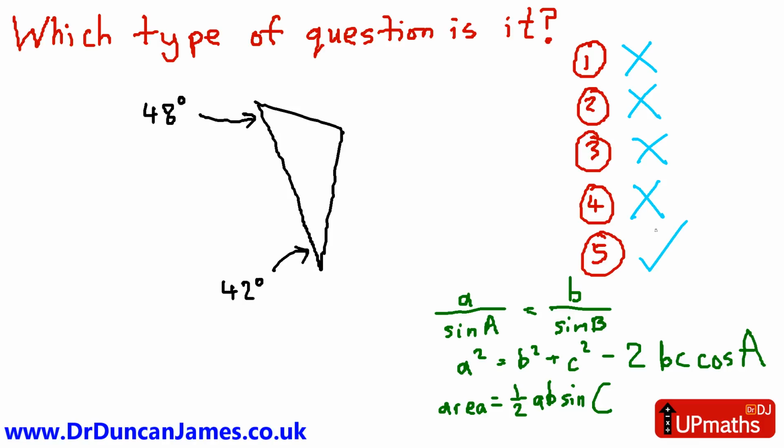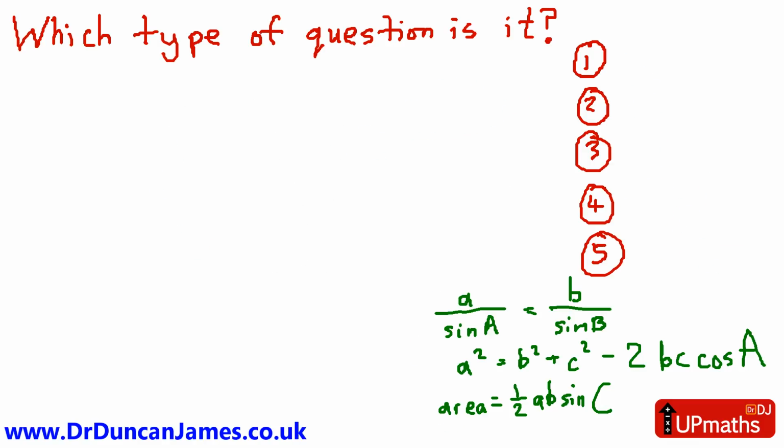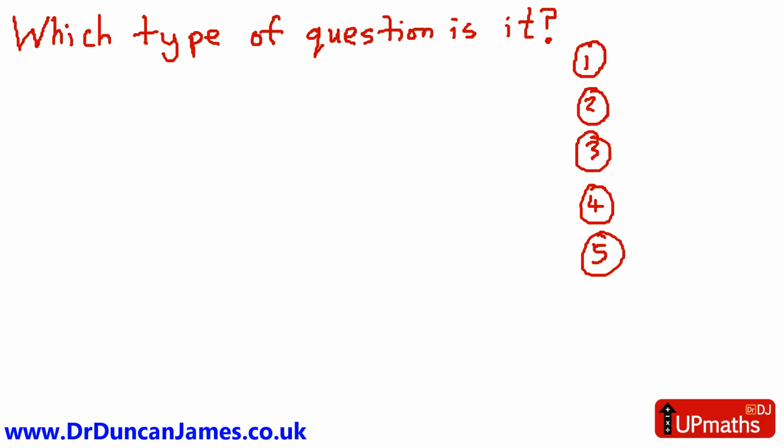Actually, obviously 5 still applies. You can always use these equations for any triangle because they're true for any triangle. But anyway, this is actually right angled because if you add up those two, it comes to 90. And then if you do 180 minus 90, that's 90. So that actually is a right angled triangle. So that's kind of a right angled triangle question in disguise. There we go, and I've just run out of questions.